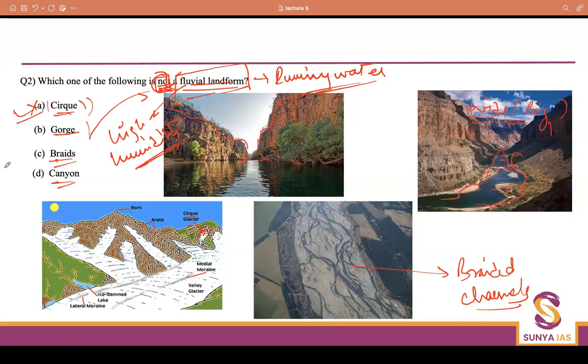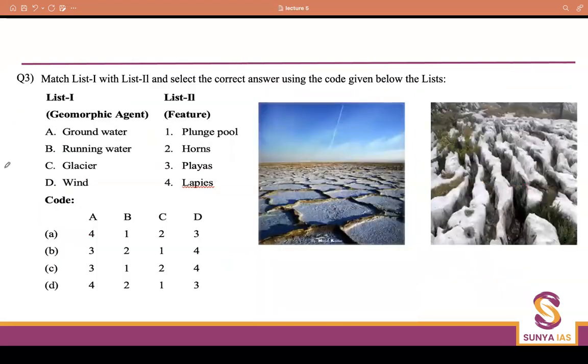All right. Now let's look at the next question. The next question on your screen says: match List 1 with List 2 and select the correct answer using the code given below the lists. Here you have the geomorphic agents, and several features formed by these agents are given in this chart: groundwater, running water, glacier, and wind. You have to find which one is correct.